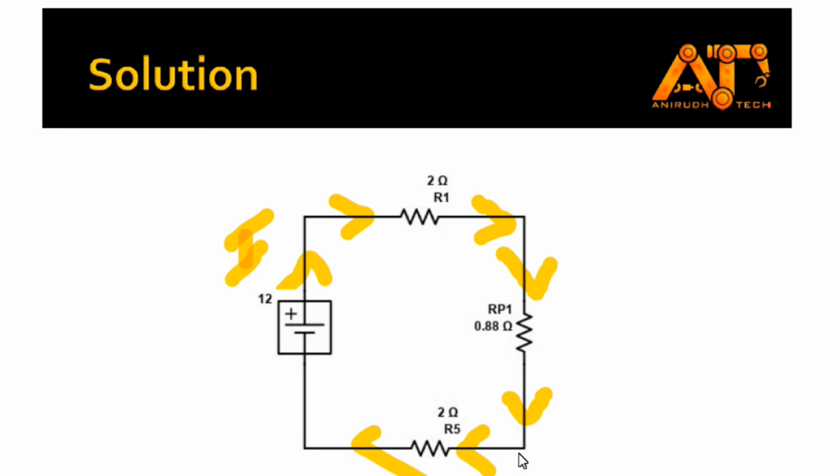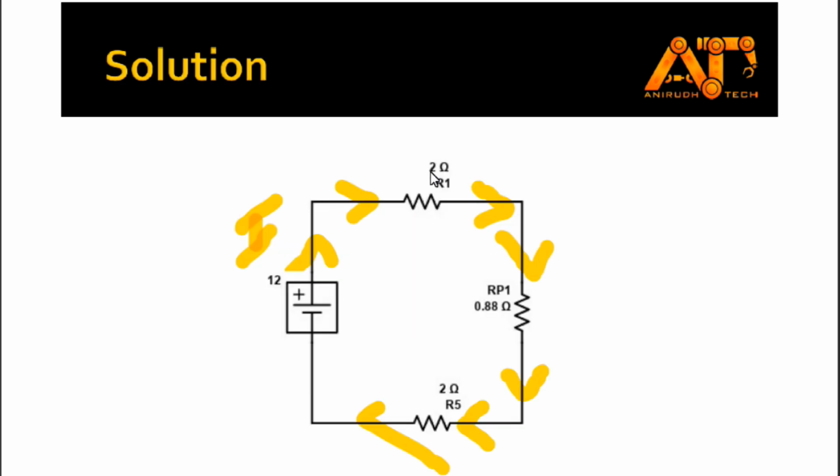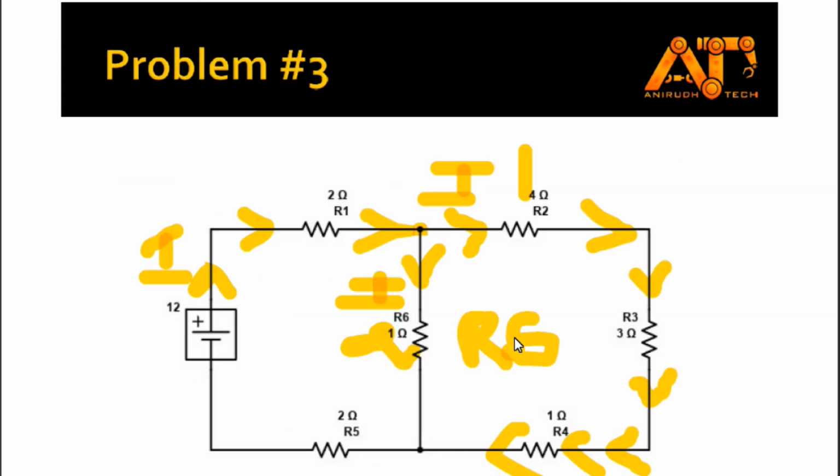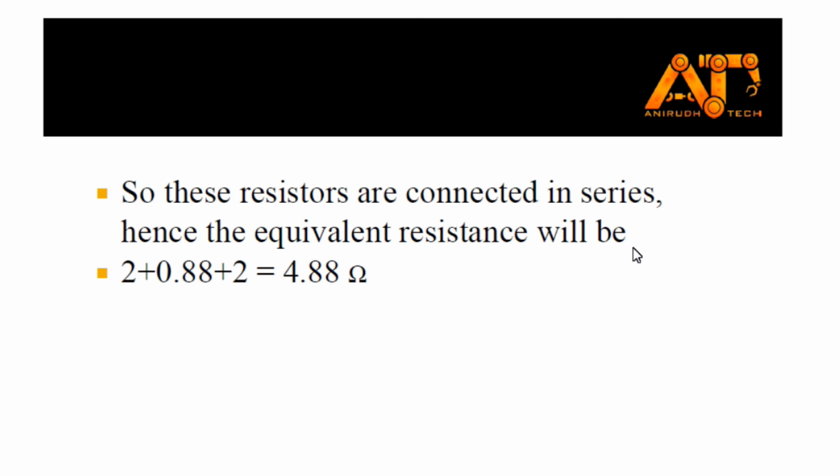So for series connection, what is the formula? Yes, for a series circuit our formula is R1 plus R2 plus R3, and you can see here 2 plus 0.88 plus 2. Here R1 is R1, R2 is RP1, and R3 is R5. Based on our main diagram, you can see here R1, and here we have summed it to RP1, and here our R5. Hope you understand. When taking the sum we will get 4.88 ohms.